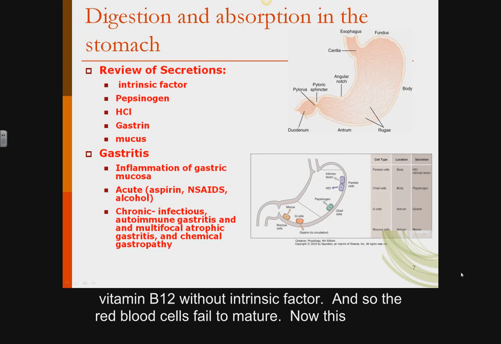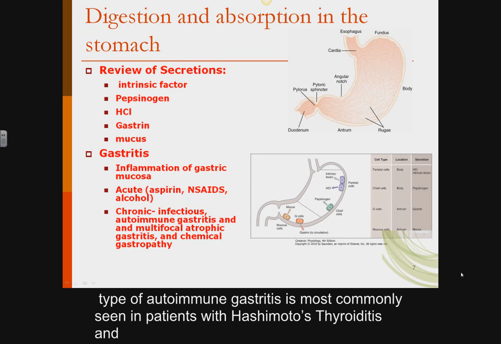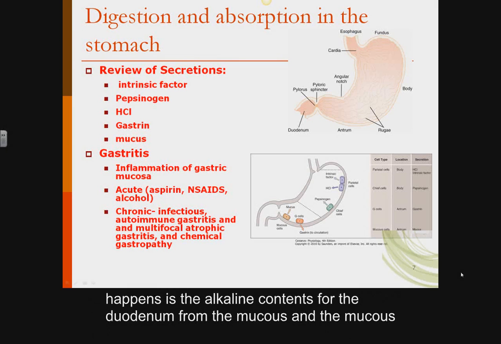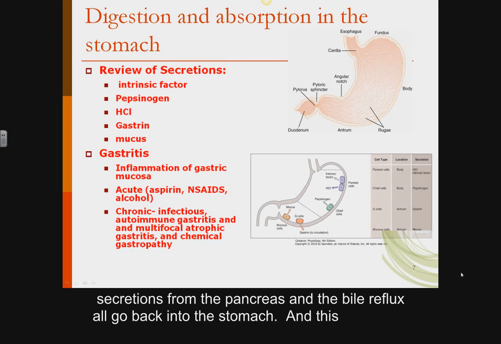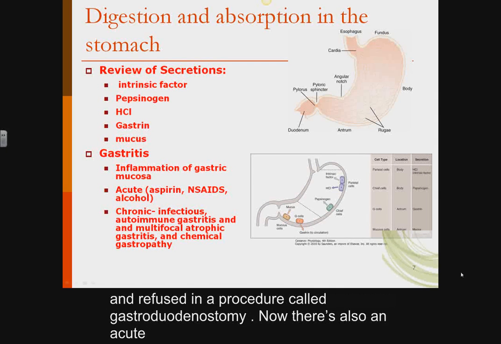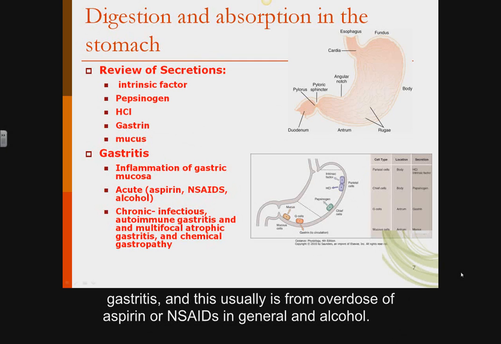Now, this type of autoimmune gastritis is most commonly seen in patients with Hashimoto's thyroiditis and patients with Addison's disease. There is also chemical gastropathy, and what happens is the alkaline contents from the duodenum, the mucus secretions from the pancreas and the bile, they all reflux or go back into the stomach. And this usually happens in people who have had their stomach and duodenum sectioned and rejoined in a procedure called a gastroduodenostomy.